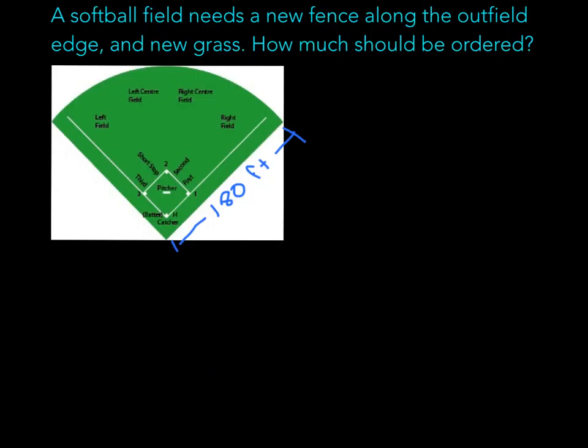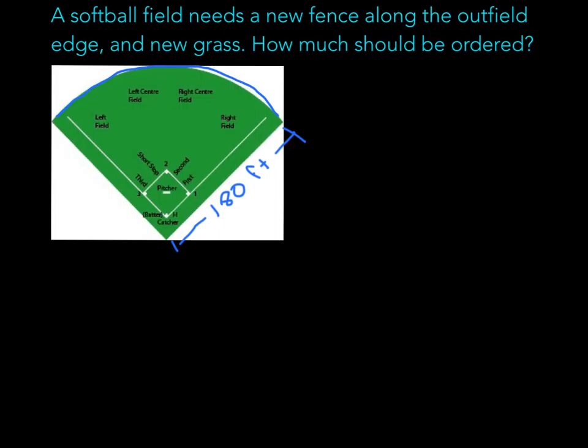So I have an example. A softball field needs a new fence along the outfield edge. That's this edge right here, for those of you who don't know. And new grass. And look at it, it's grass on the whole thing, right? They can wear their own base paths, but we're just going to give them new grass on the whole thing. How much should be ordered?